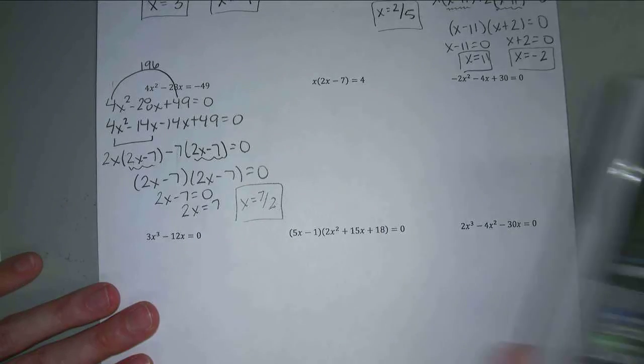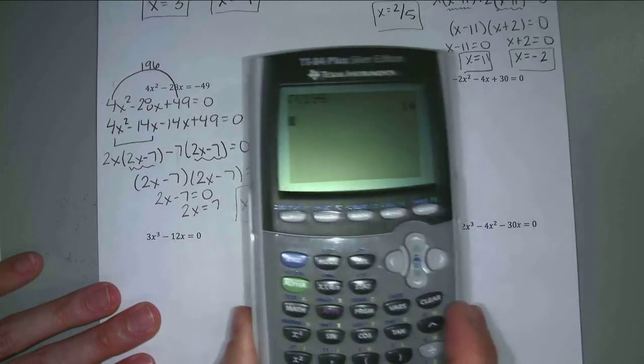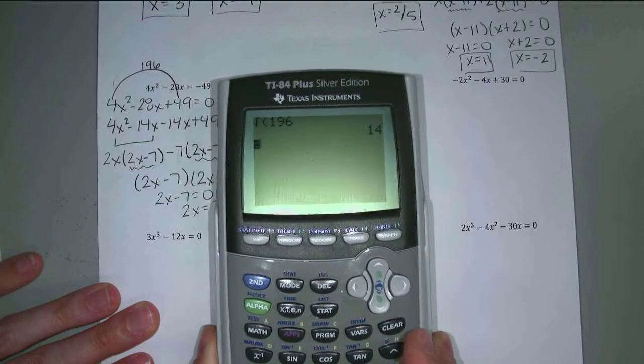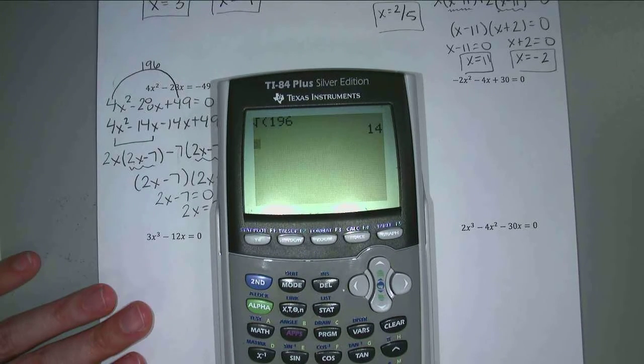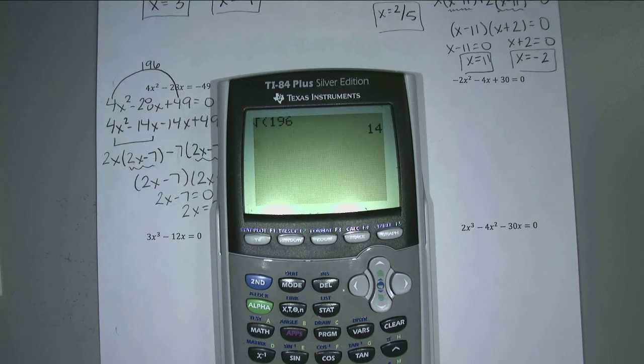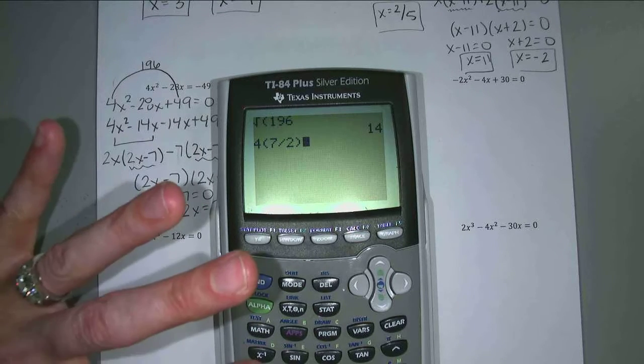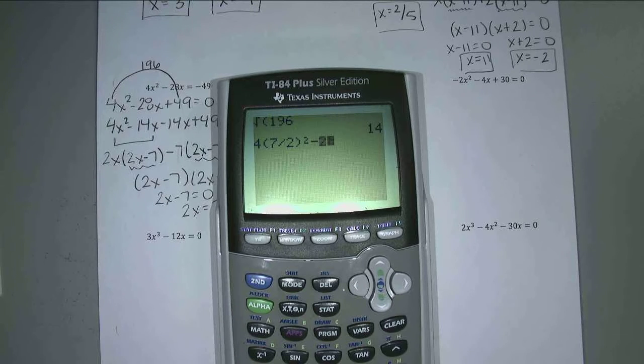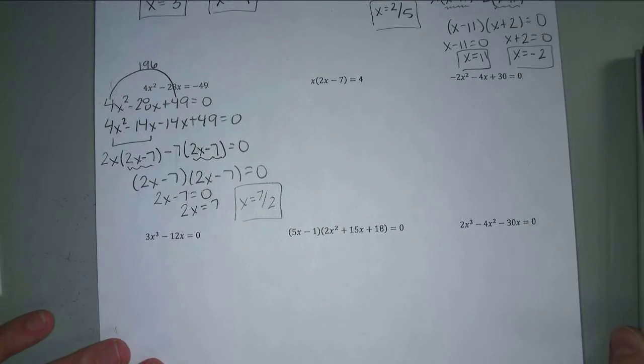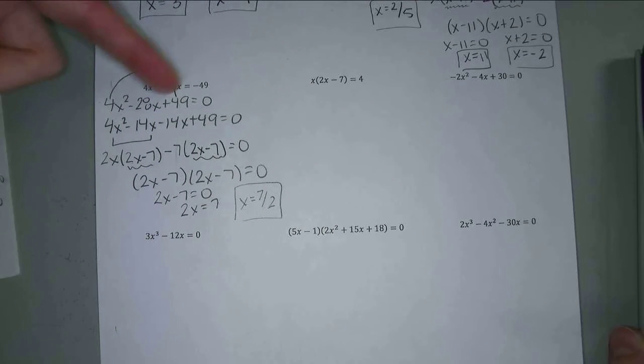And again, to check it, I know this is kind of glary, we'll just punch in the left side, and when we hit equals, we hope it's a negative 49, right? So you do 4, and then in parentheses, 7 halves, so just 7 divided by 2 like that, squared, minus 28 times 7 halves. And when I hit equal, I hope it's a negative 49, and it is. So the left side equals the right side. So I always go back to the very original, because I could have done something right here in this step to mess it up.